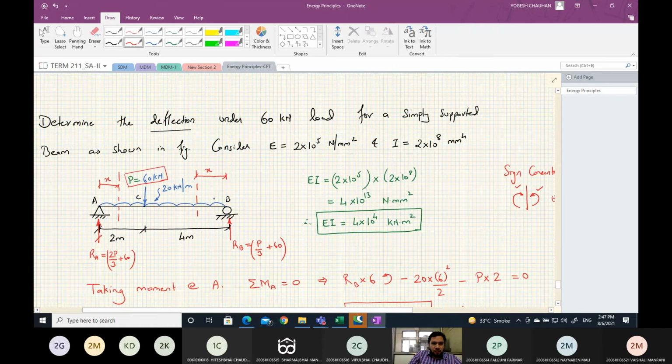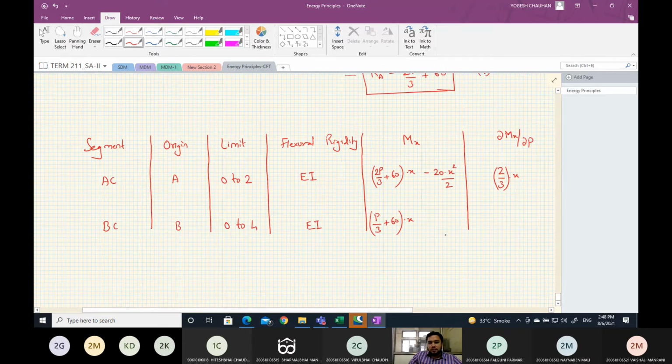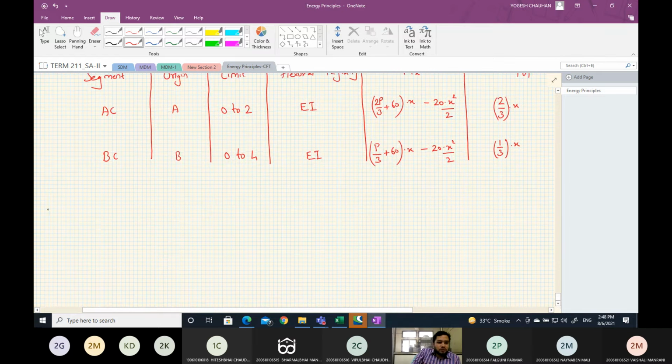Then this UDL will cause a clockwise moment, but as per our sign convention anti-clockwise is positive, so minus 60 minus 20 into x square by 2, and again the differentiation of this with respect to P will be 1 by 3 of x. Okay, so now you have this table. You can now use Castigliano's first theorem.